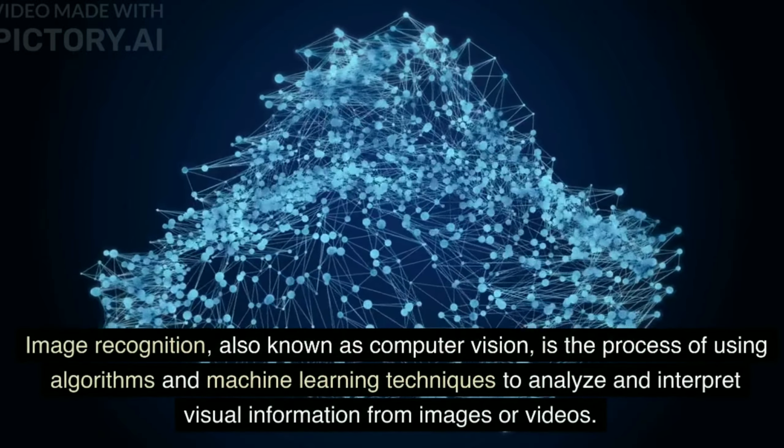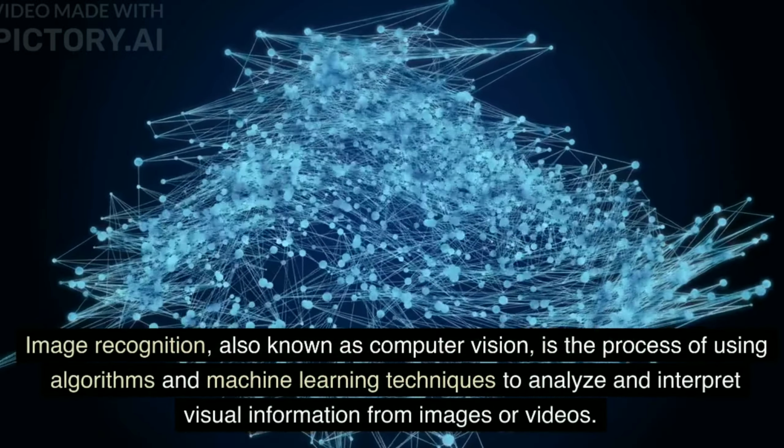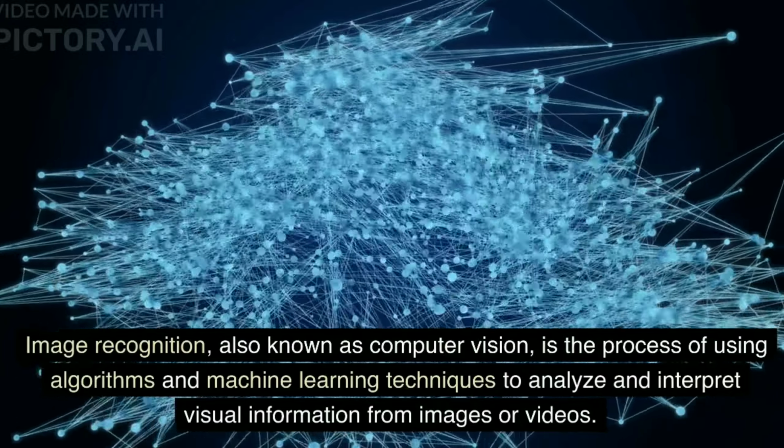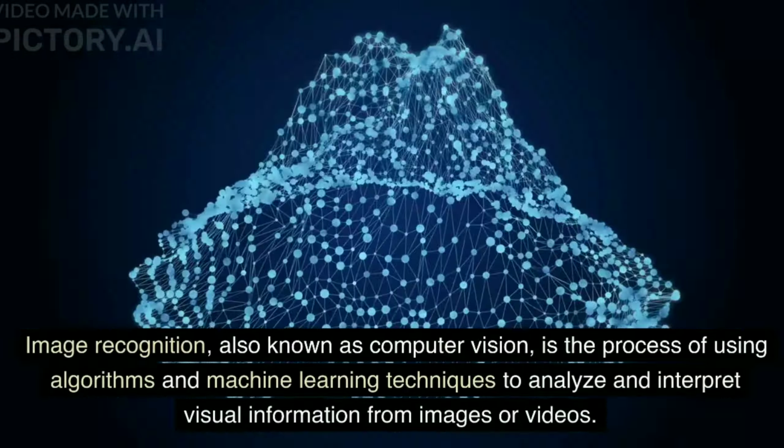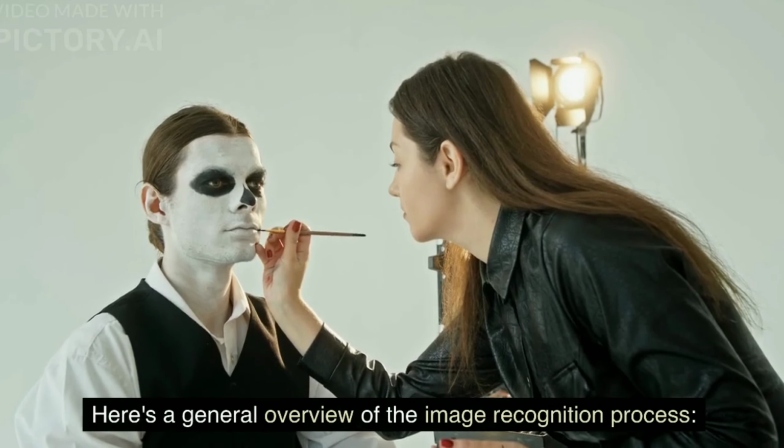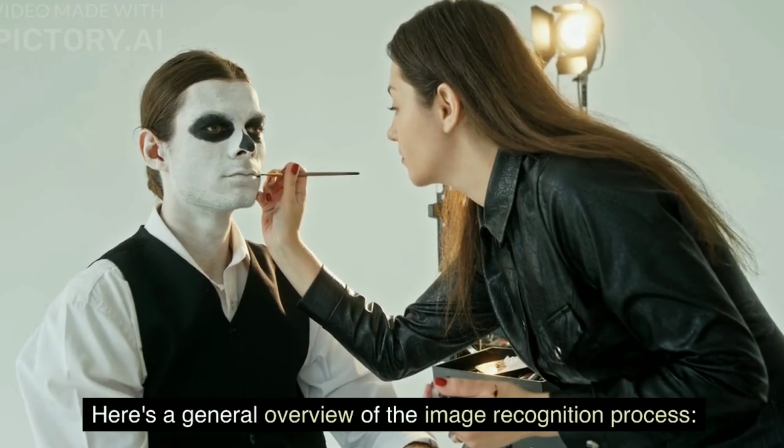Image recognition, also known as computer vision, is the process of using algorithms and machine learning techniques to analyze and interpret visual information from images or videos. Here's a general overview of the image recognition process.